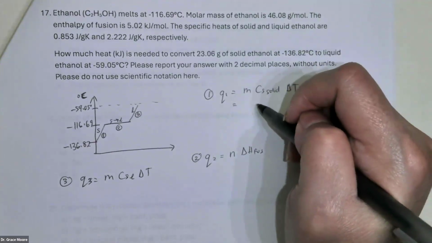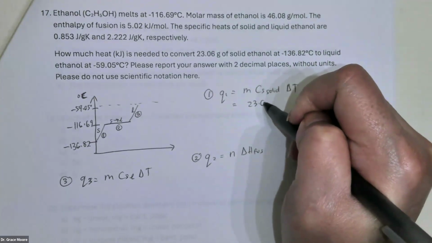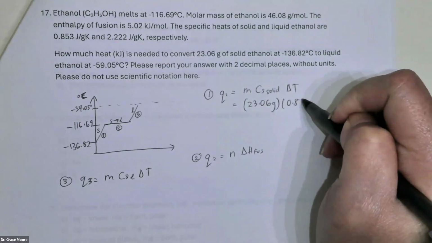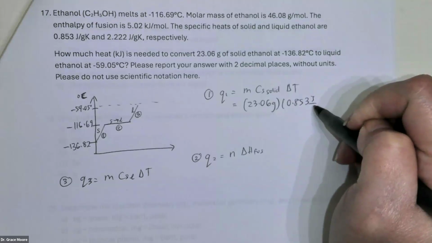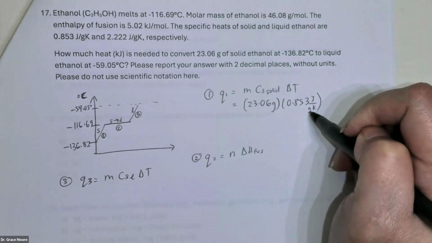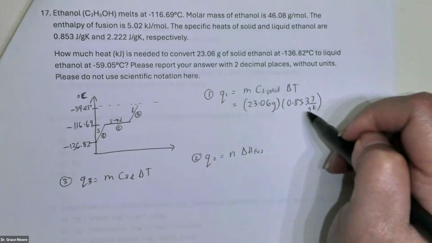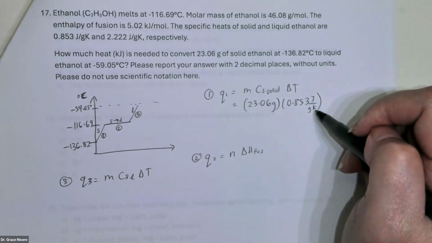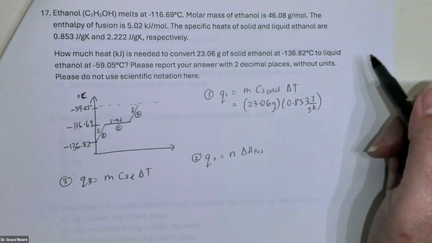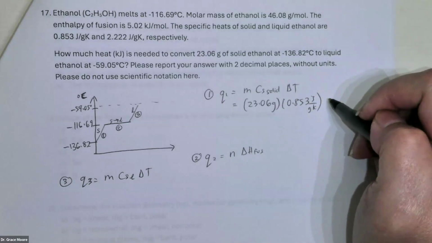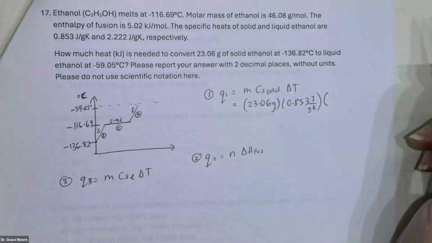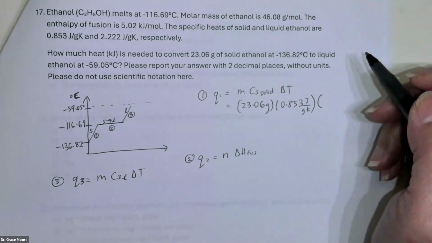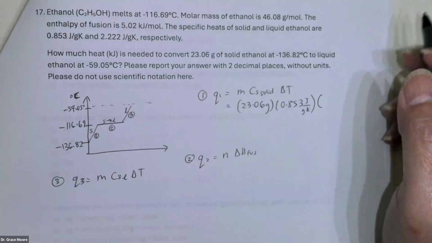So the M is the mass, so 23.06 grams. And then the solid's specific heat is 0.853 joules per gram Kelvin. The reason you know it's grams here is because grams and grams cancel out. Now remember, when we do delta T, Kelvin and Celsius are going to be exactly the same, so I'm not going to worry about changing the units. I'll just write the same number down, knowing that if I convert a unit and subtract, I still get the same delta T in Kelvin or in Celsius.